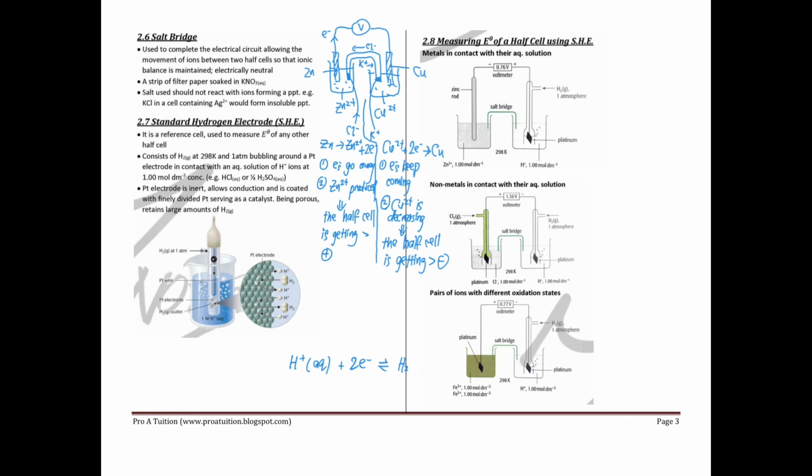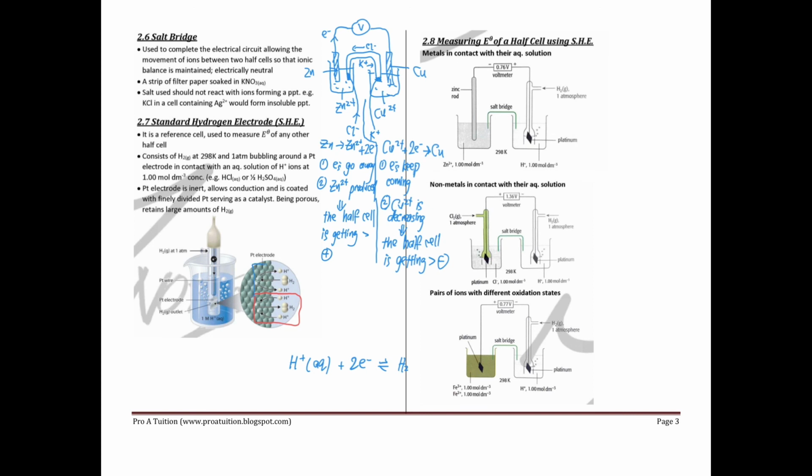Okay, this one. Maybe I draw a box here. So H plus goes into the small hole in between the platinum atoms to get electrons, and then they form H2. This is when it goes forward. Okay, now let's see the other one.